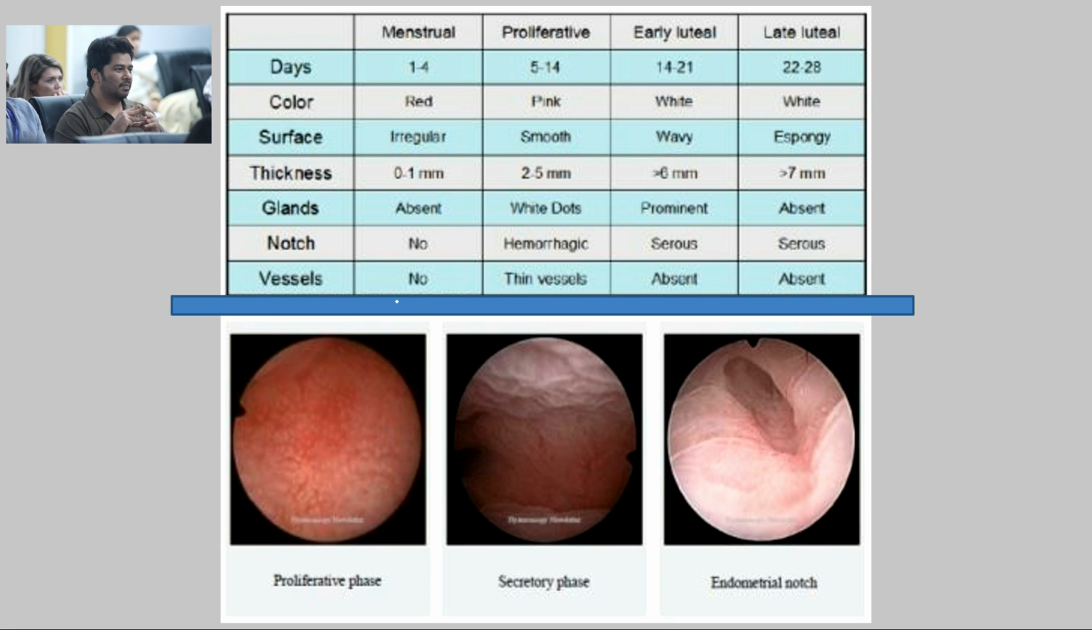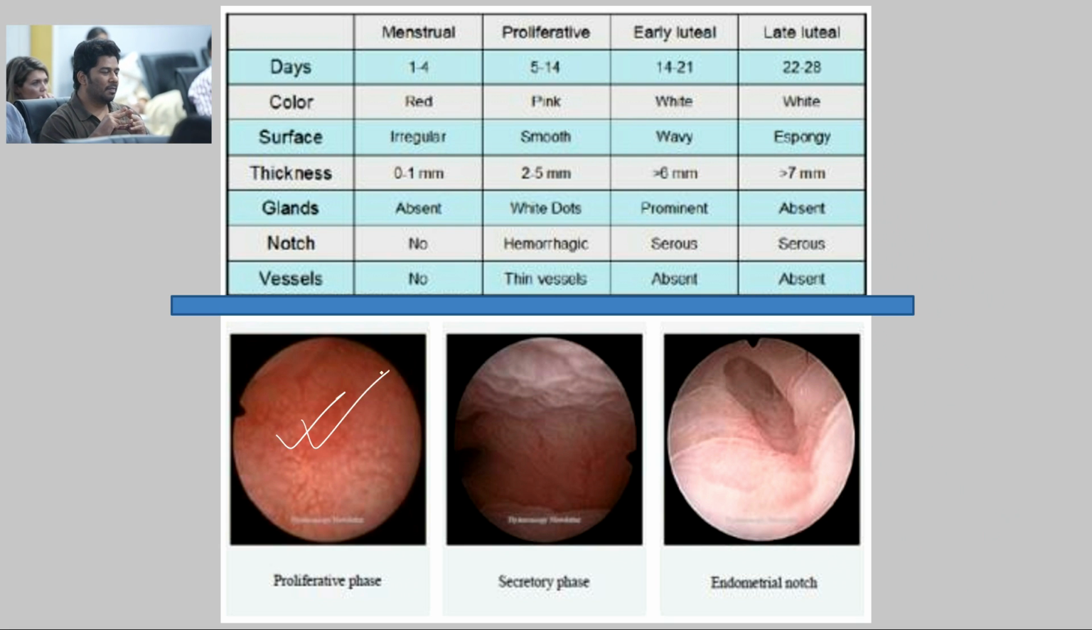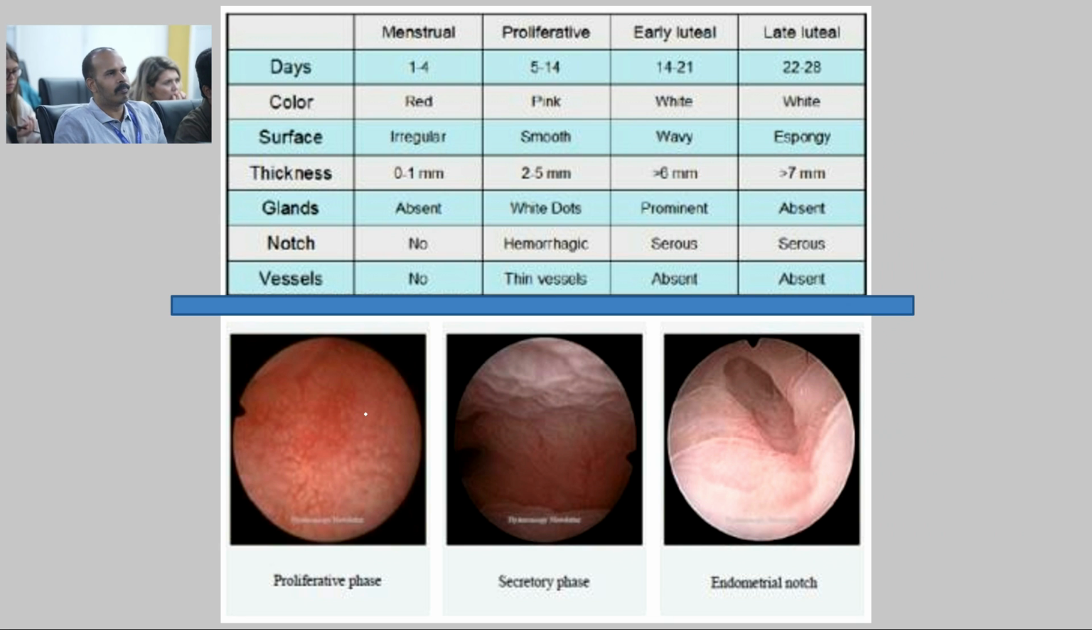So this is the best time to do hysteroscopy, that is proliferative phase, 5 to 14 days. How will you know? White dots, thin vessels and a smooth surface. At least remember these three things: white dots, thin vessels and a smooth surface. This is proliferative phase. This is normal endometrial lining, how normal looks like.